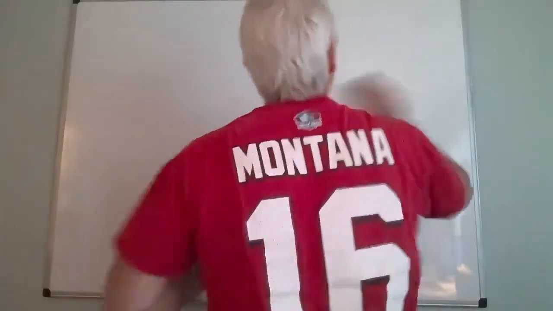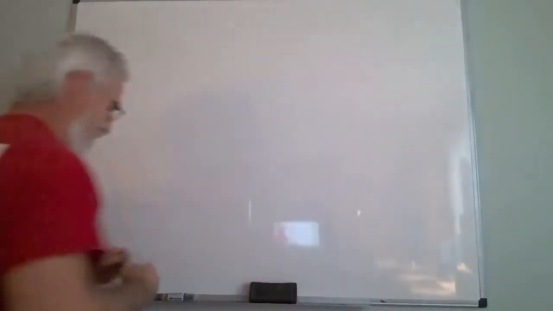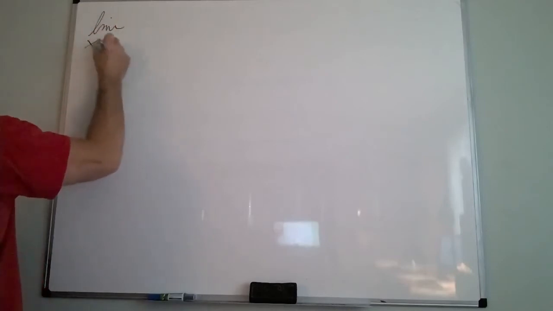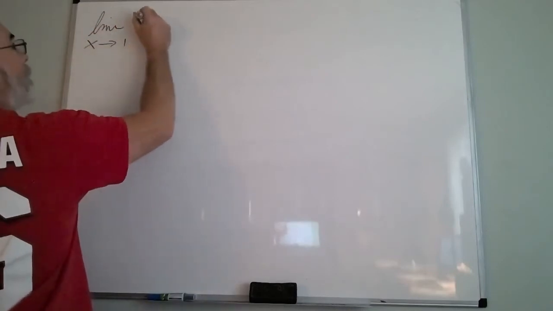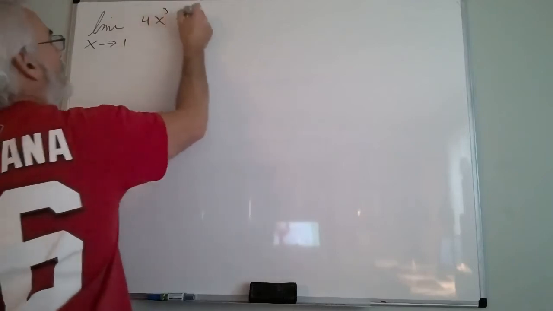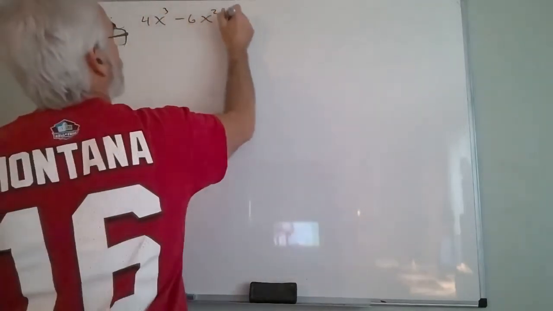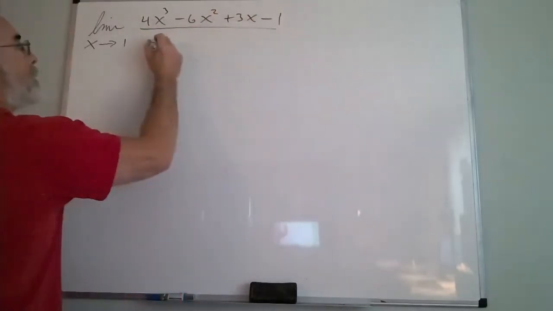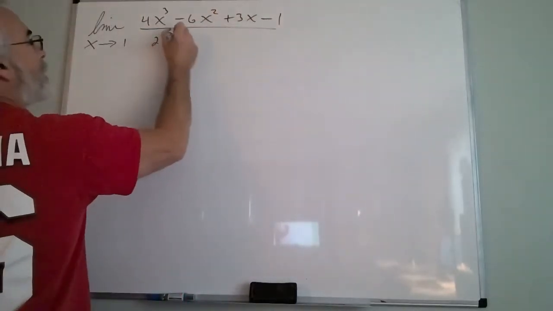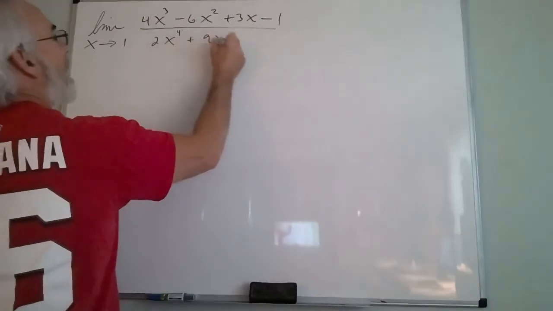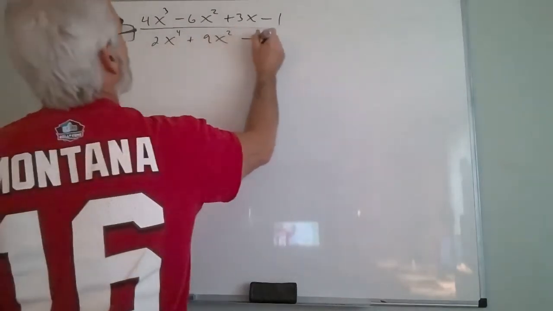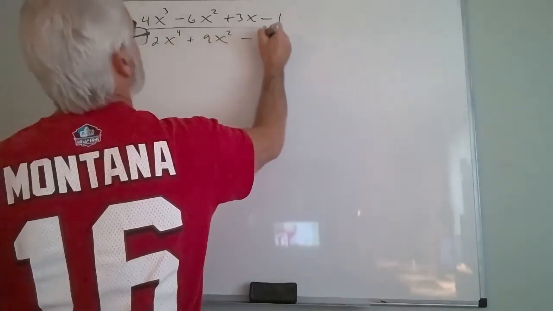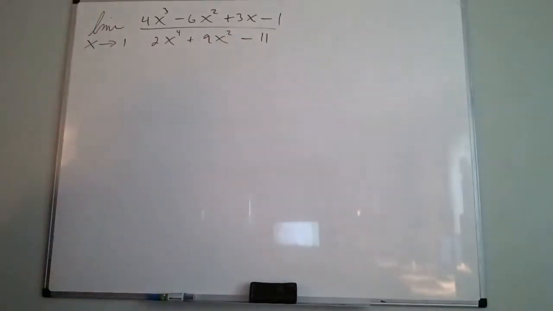All right, let's start with a problem similar to one we did last day. We did a problem last day where we did something like this. The limit as x goes to 1 of 4x cubed minus 6x squared plus 3x minus 1 over 2x to the 4th plus 9x squared, let's just say minus 11. Okay, I don't want it to be too long. All right. The limit as x approaches 1.